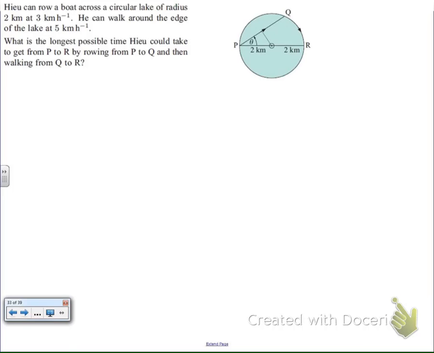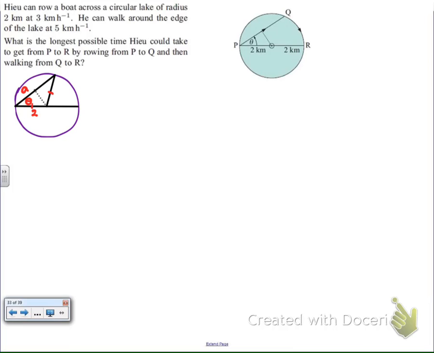Let's unpack the mathematics a little bit here. We have to figure out the distance, rate, time. We're looking at time as the thing that we're trying to optimize, and we know the rates of canoeing and walking, so what we really need to find here are some distances. The first distance we need to find is the distance PQ, PQ being the distance that he rows.